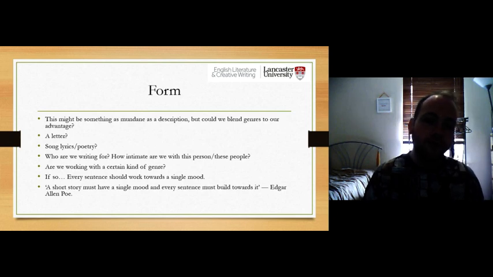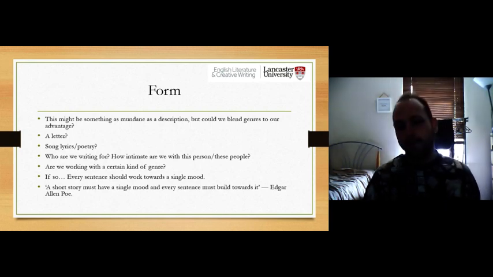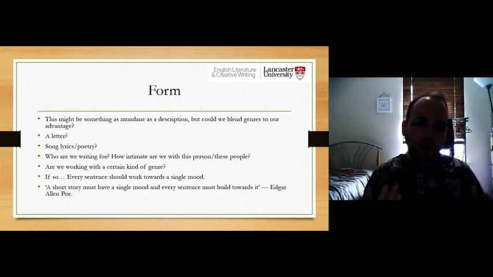Another way to suggest these forms is whether we're working in a certain kind of genre. If we're working in the horror genre, do we expect to see letters there, as in Dracula? Maybe, but do we expect to see song lyrics there? You might say no, but Stephen King does that kind of thing all the time, and to his advantage. He reaps the sorrow and the horror from these song lyrics.